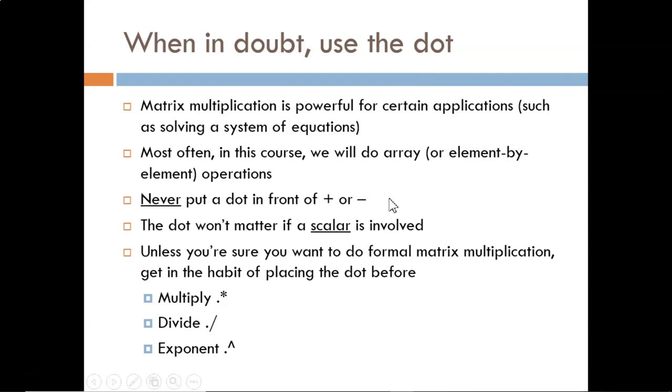Remember that a dot never goes in front of a plus or a minus sign. Also, there is no difference between matrix and array operations if a scalar is involved. It won't hurt to include the dot, but it won't help either. So, get in the habit of typing that dot before multiply, divide, or exponent.